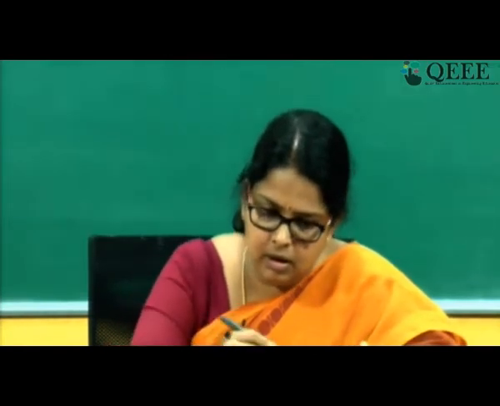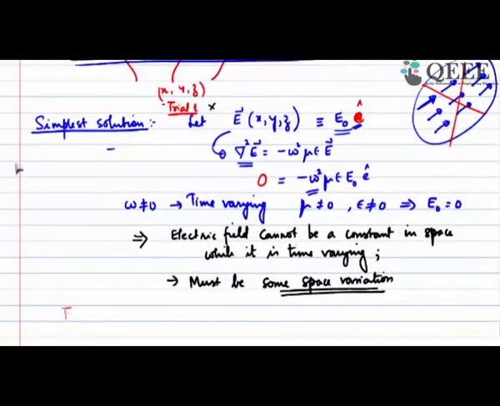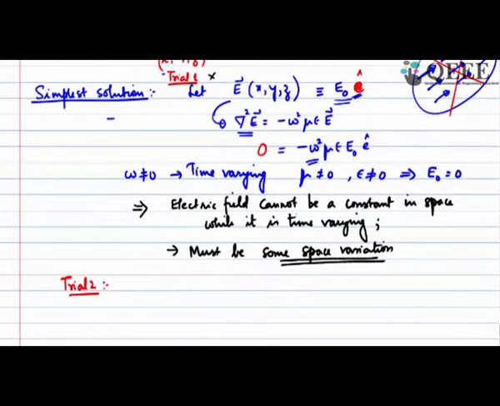So let me do the second trial, where I am assuming that the electric field has a space variation. It is changing as a function of space. Again, remember, I am looking for the simple solutions. I am not looking for more general solutions or anything.